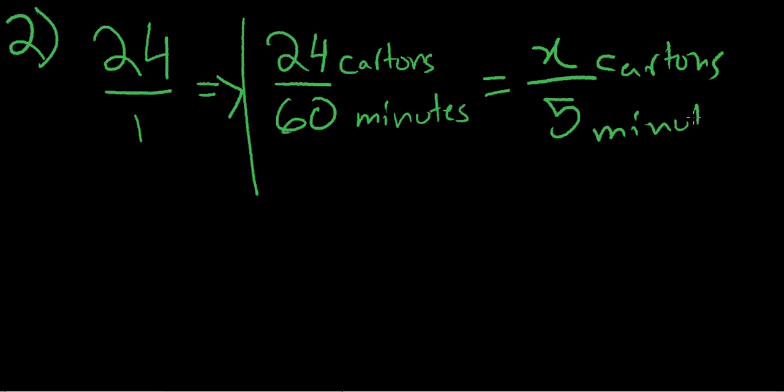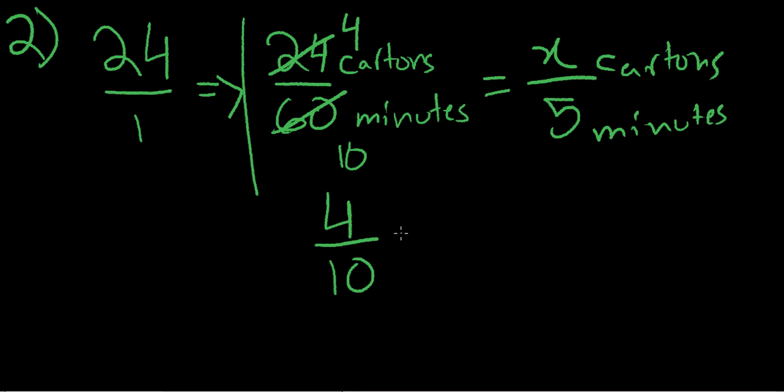First thing we're going to do is not even cross multiply, we're going to simplify the left side to make it easier. The lowest term I can think of is 6, so let's cancel it out by 6. 24 divided by 6 is 4. 60 divided by 6 is 10. So 4 out of 10 is equal to x out of 5.